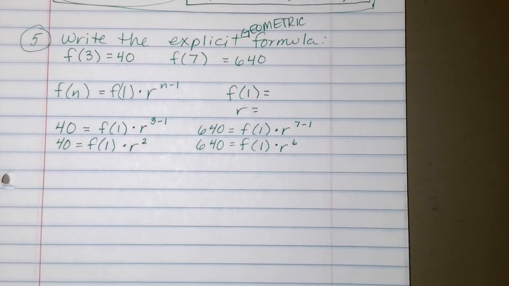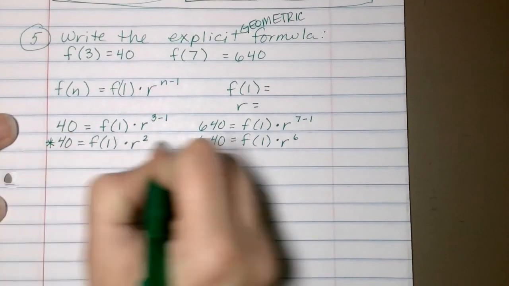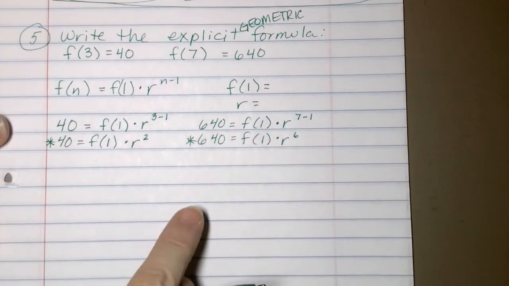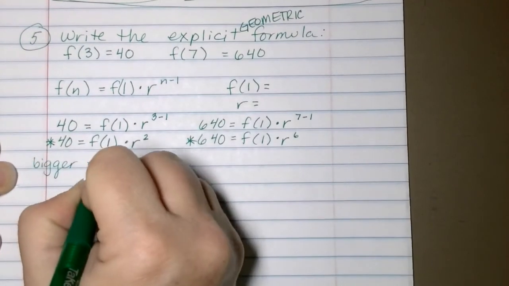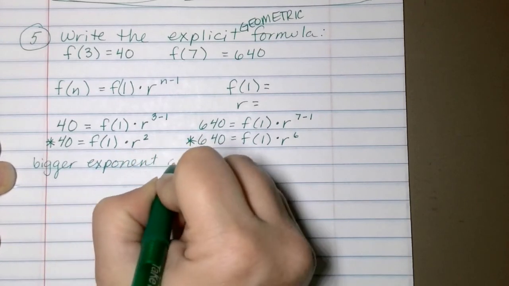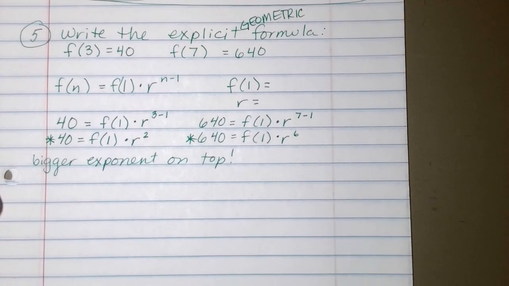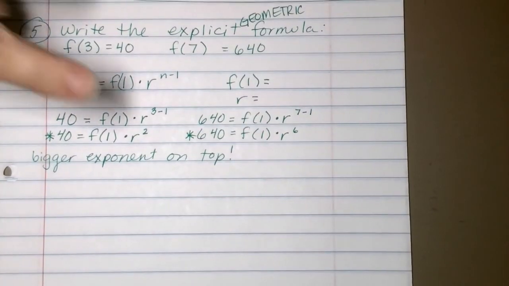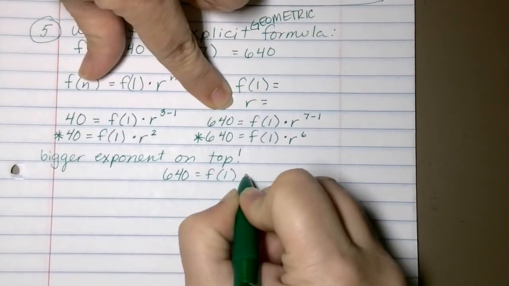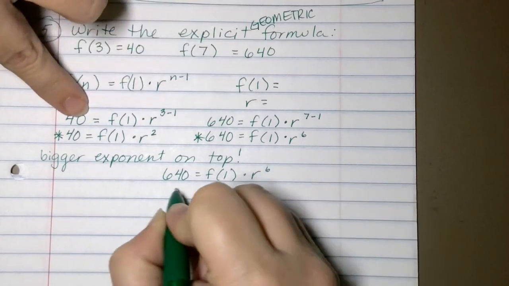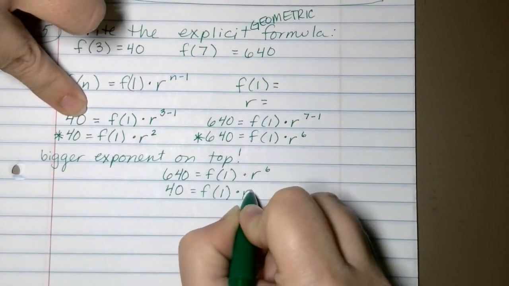Now, we are going to solve this using a system. It's the easiest way to do it. And these two equations right here, I'm going to write them down here, put the bigger exponent on top. Yes, you can still solve it if you do it the other way, but life's a whole lot easier if you put the one with the bigger exponent on top. So I'm going to put the 640 equals f of 1 times r to the 6th on top, and on the bottom I have 40 equals f of 1 times r to the 2nd.